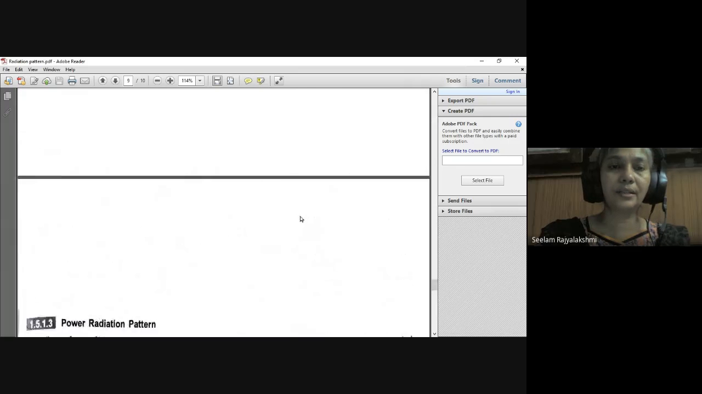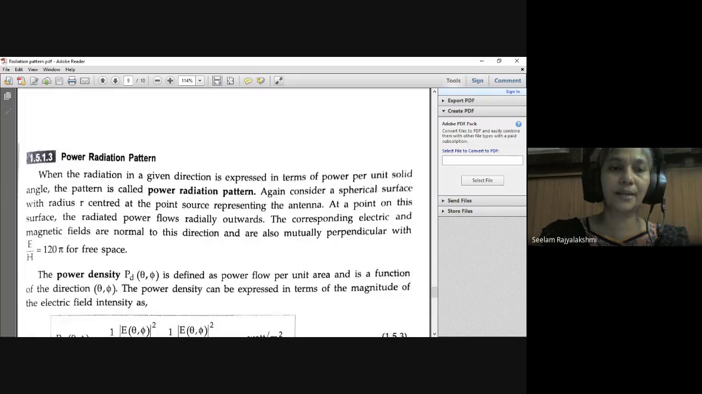Now that this is completed, let us see the power radiation pattern. When the radiation in a given direction is expressed in terms of power per unit solid angle, the pattern is called the power radiation pattern. What is the power radiation pattern? The radiation in a given direction is expressed in terms of power per unit solid angle. The pattern is called the power radiation pattern.